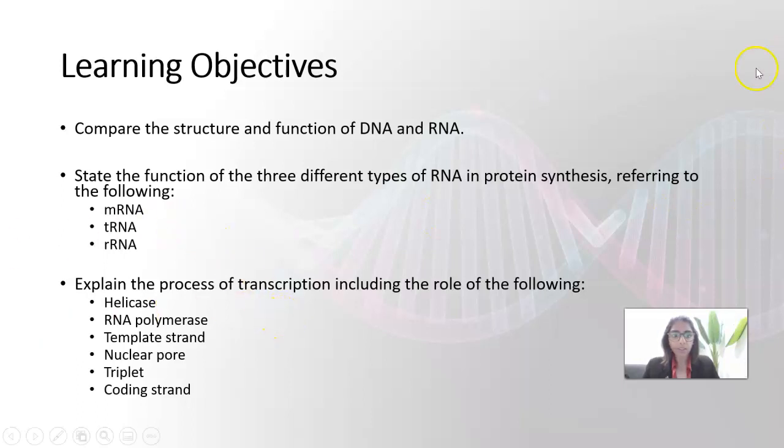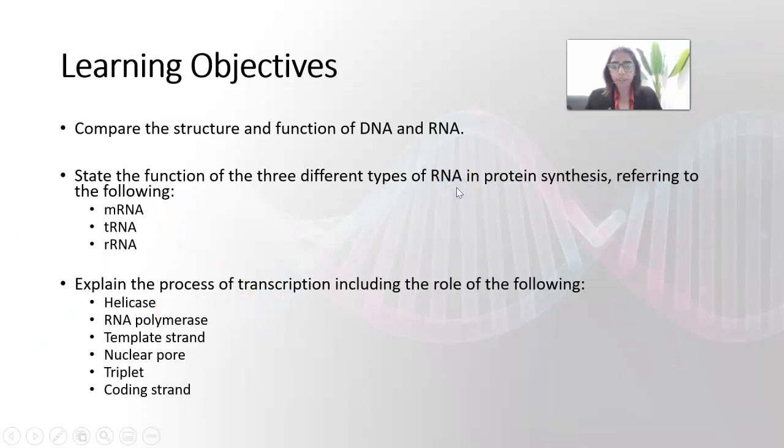The learning objectives associated with today's lesson are to compare the structure of DNA with another similar molecule called RNA, and understand that there are three types of RNA which are involved in protein synthesis, and those are mRNA, tRNA, and rRNA. While we're explaining the process of transcription, you need to be able to include the following terms into your writing of your answers, and those are helicase, RNA polymerase, template strand, nuclear pore, triplet, and coding strand.